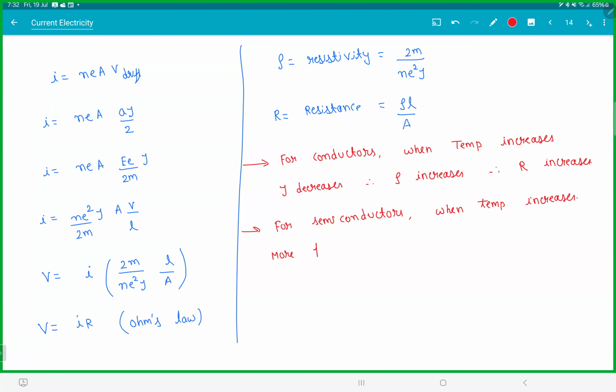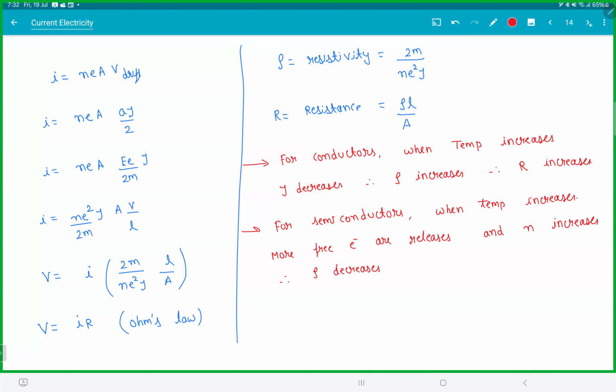So more free electrons are released. So basically that n value dominates even though the tau decreases, and n increases, there's a density. Therefore, resistance decreases. So be careful: for conductors and semiconductors, with increase in temperature, it is different. We did something like this before.